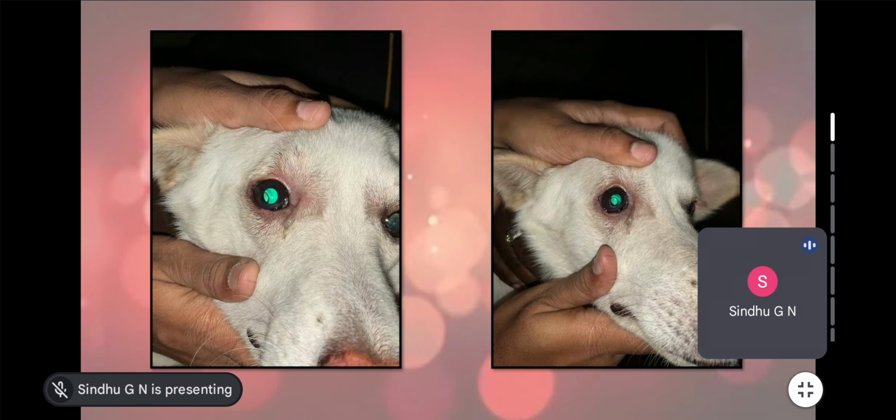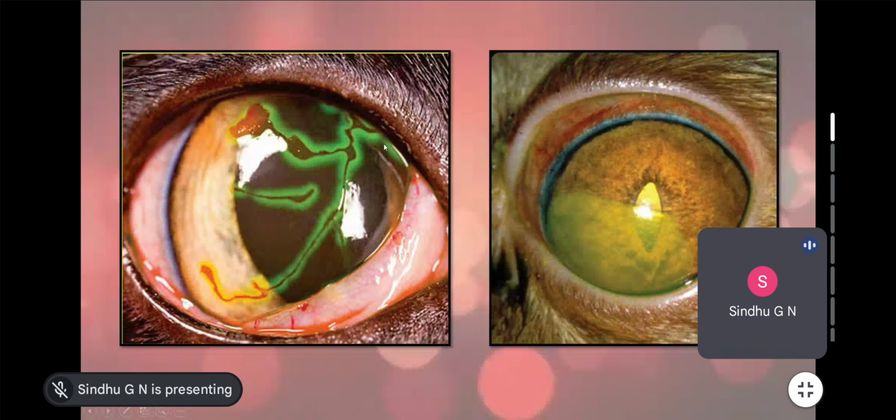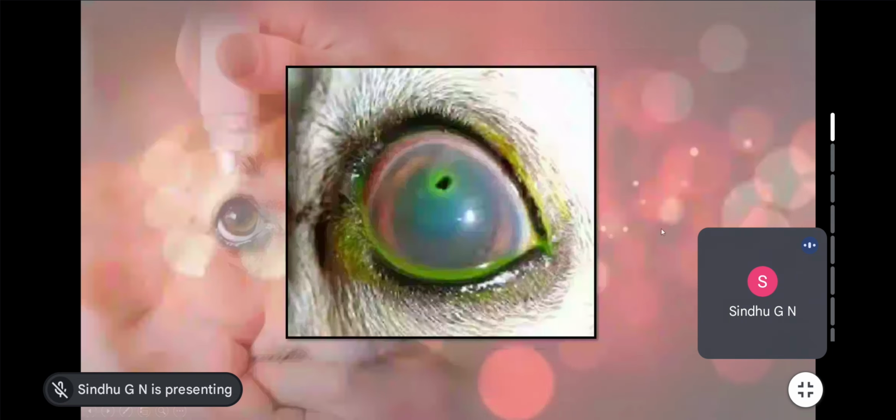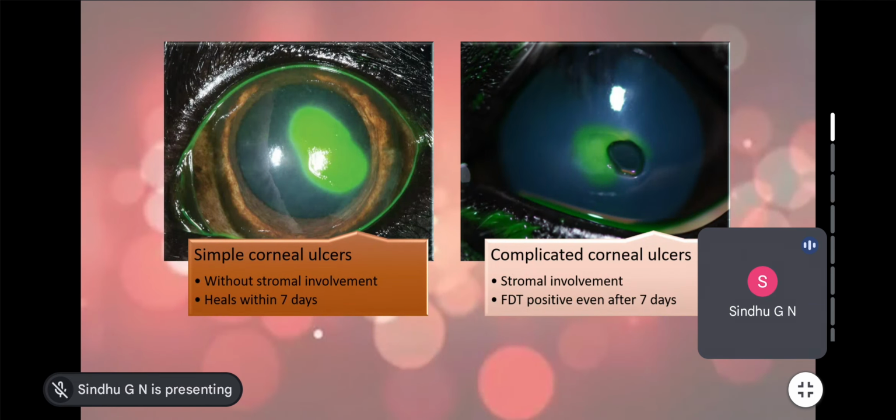This is another ulceration here. This is a dendritic ulcer. Here, this one is a descemetocele. You can see that the margins are stained, but the base of the ulcer is not stained. Then this one is a simple corneal ulcer without any involvement of the stroma. Only the corneal epithelium is involved, and they will heal within 7 days. When it is a complicated ulcer, there will be stromal involvement, and even after 7 days, the fluorescein dye test will be positive, and at that time we have to intervene in the treatment.